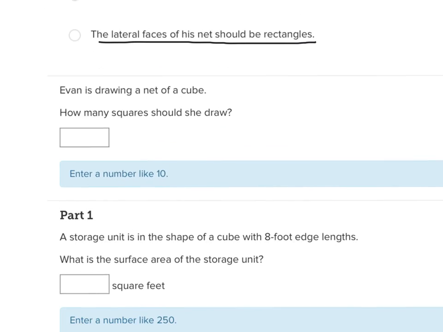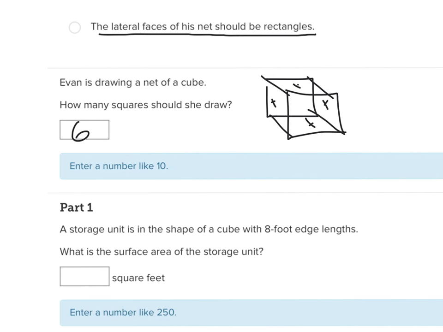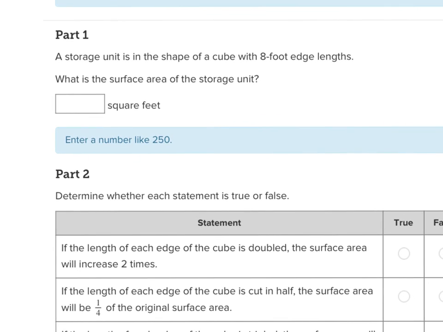Next, Evan is drawing a net of a cube. How many squares should she draw? A cube is like dice, and dice have how many sides? They have 6. So you could see them all if you draw a cube like this. 2 squares, connect the edges, and you have 4 going around the side. 1, 2, 3, 4, and then you have a front and a back. 5, 6.